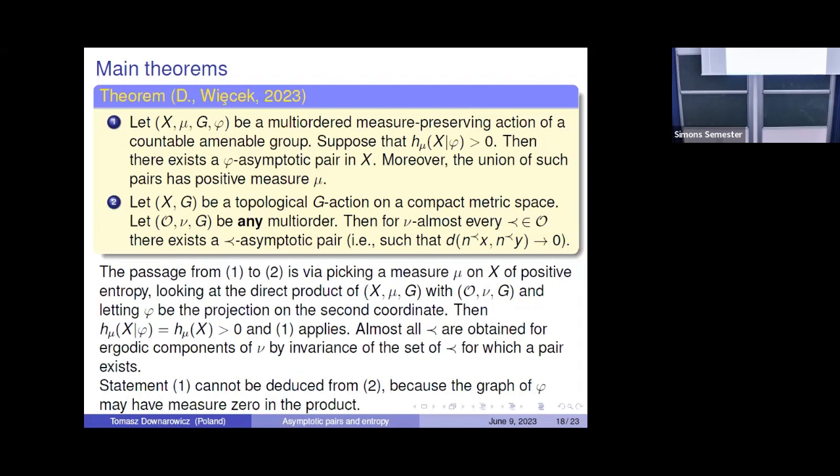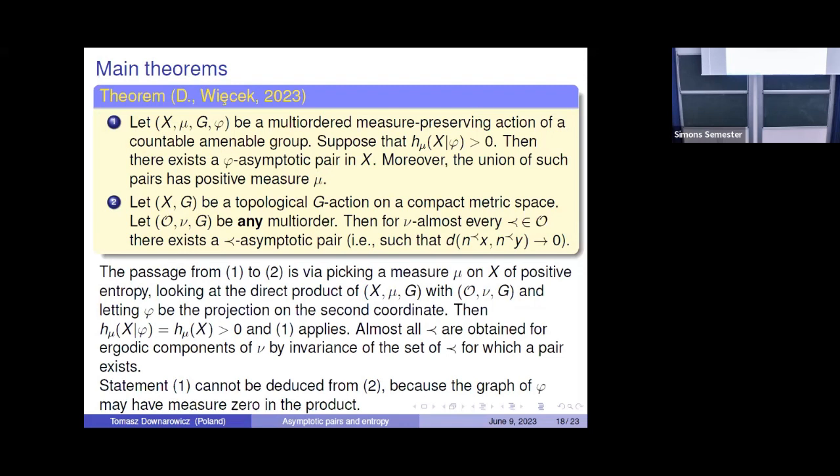So, of course, both statements are true, but you cannot directly deduce 1 from 2. Why? Because in 2, you know that for almost every Pretz, you have a Pretz asymptotic pair. But if you have a mapping phi of your system to here, for this to happen, you need a pair on the graph of phi. And the graph of phi may have 0 measure, so you cannot deduce it directly.